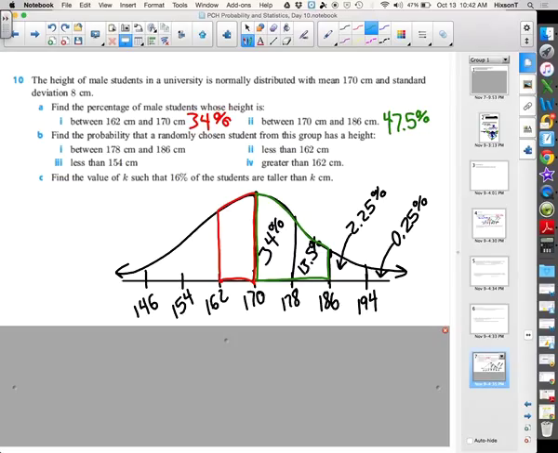Now for part B, the first one here, what's the probability we're between 178 and 186? Yeah, 0.135. You can still give your probabilities as a percentage, but okay. So 0.135. How about less than 162? 0.16. Yeah. 16% is beyond that first standard deviation, so 0.16.